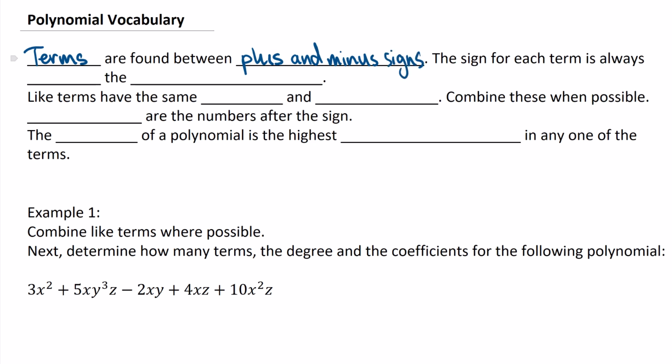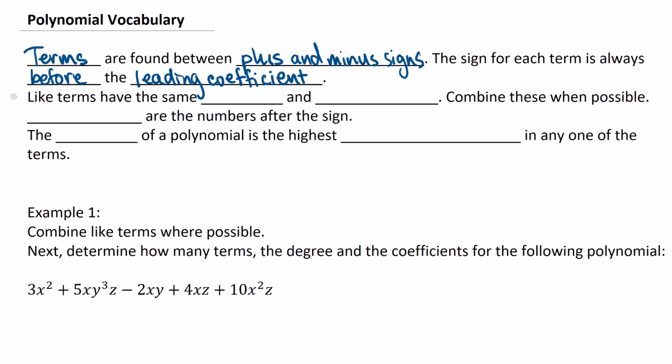Where the sign for each term is always before the leading coefficient. And the leading coefficient is the number in front of the letters.